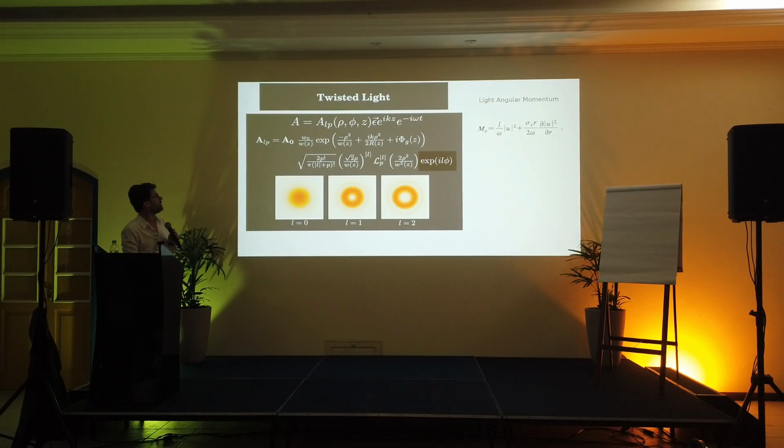And another part that is proportional to sigma z, which is the typical +1 or -1 for circular right or circular left polarization, and of course something that has to do with the beam intensity around the beam.